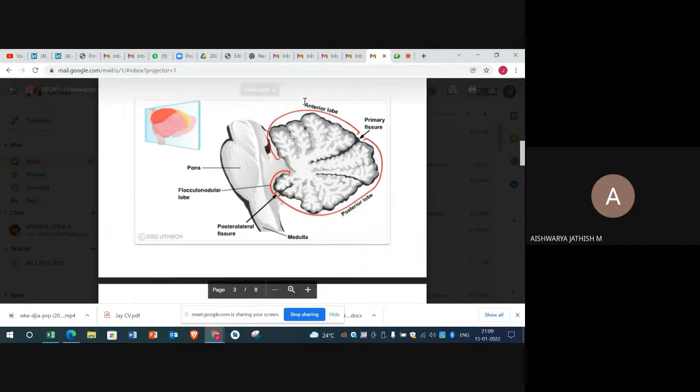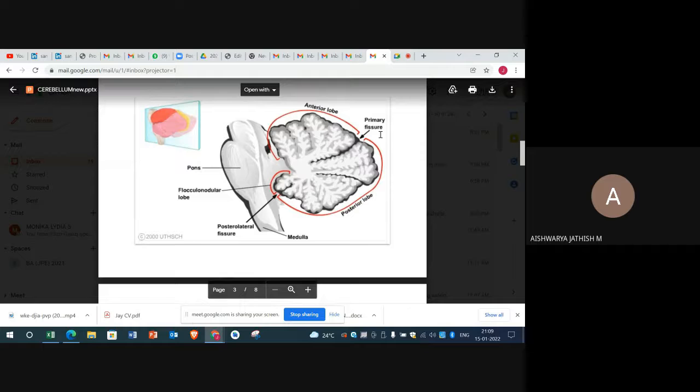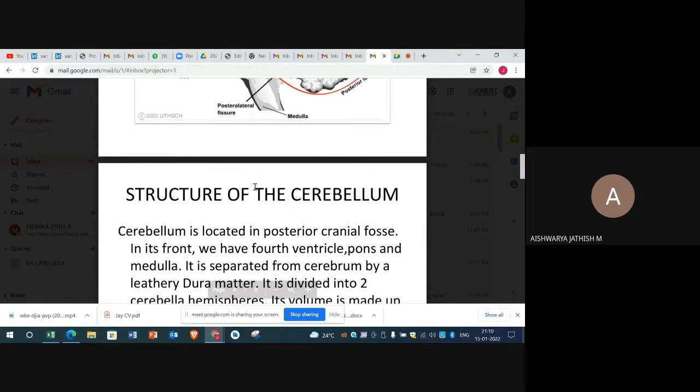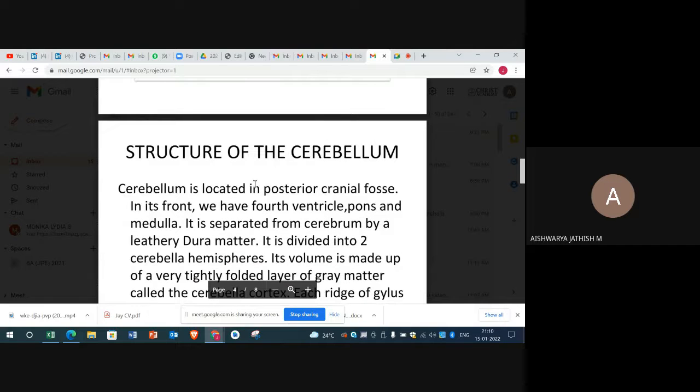So this is a diagram. Here you can see the anterior lobe, primary fissure, posterior lobe, medulla, posterolateral fissure, flocculonodular lobe, and pons.